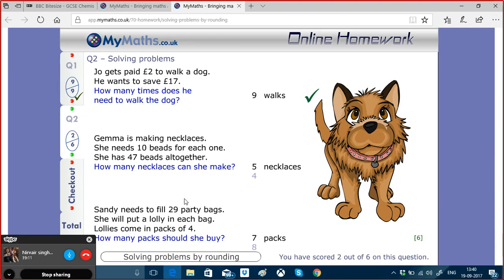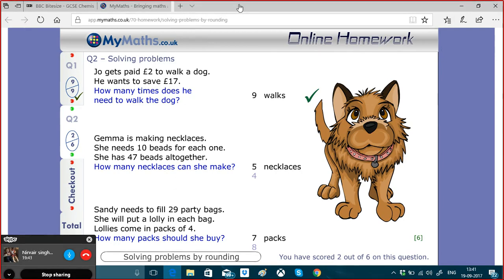And also, need to fit 29 party bags. She'll put a lolly in each bag. Lollies come in a pack of 4. Yes, so 4 sevens are 28, and there is one more, so that means there will be 8 bags in total, okay? Oh, okay, yeah. Understand?